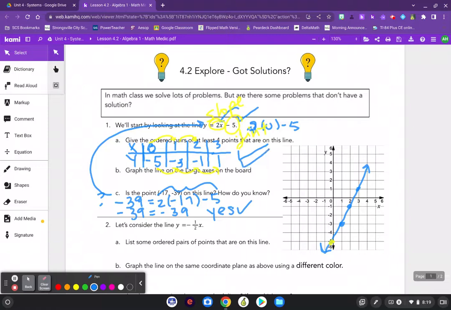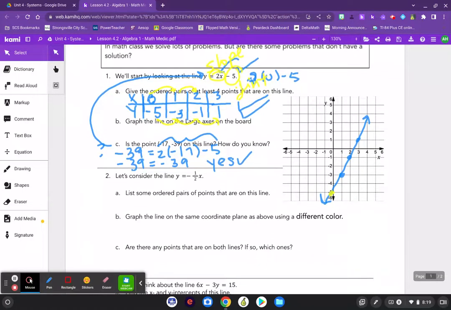Okay. All right, so 2 says, let's consider the line y equals negative 1/2 x. I'm going to do this in a different color. We'll do red. So list some ordered pairs of points that are on this line. And again, I'm going to go back to my table. So I've got 0, and if I put 0 in, I get 0 out. Say 1, negative 1/2 times 1 is negative 1/2. If I put 2 in, I get negative 1. It just says some, so I'll do my 4 points like I did before.